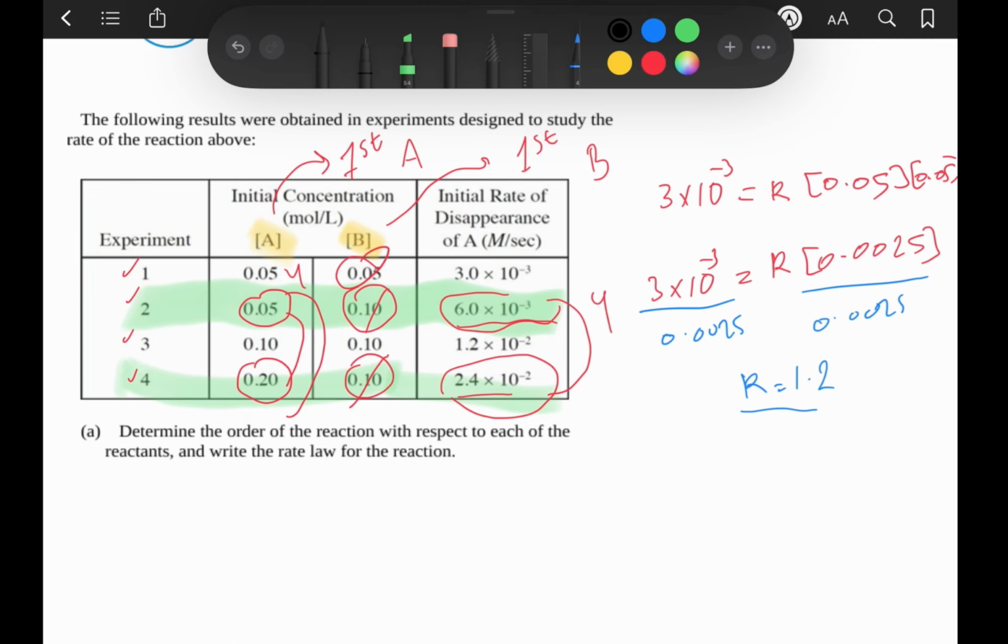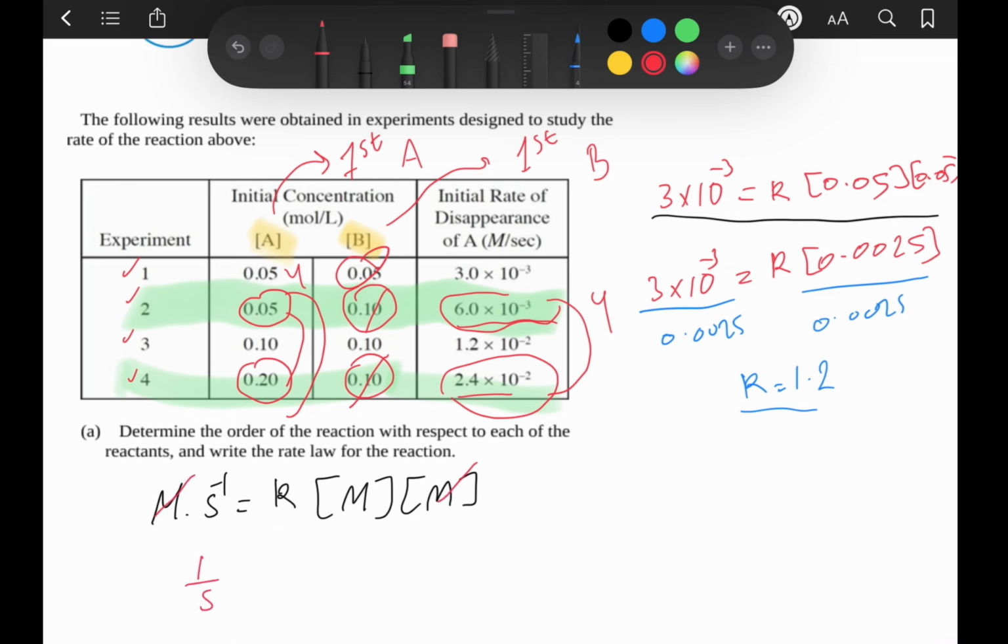So we can say the rate for a second order is molar per second, and it's equal to K, and here we have molar and we have another molar in here. We can cancel out the molars on both sides. So it's 1 over s, and here we have the K. If you do some math, then the value of K is equal to 1 over s, which is s to the power -1.